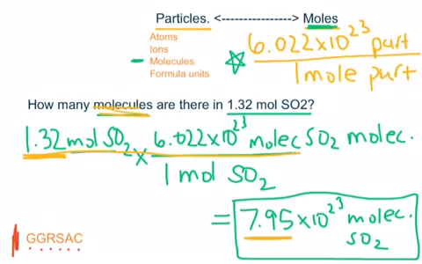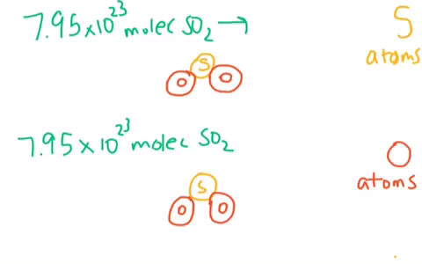Now, one more quick thing that you might be asked to do here is go from the molecules of SO2 to the atoms of sulfur or the atoms of oxygen. So let's go to a clean page and look at that real quick here. So if we look at what we've got here, we've got that number that we found on the previous page that we had, 7.95 times 10 to the 23rd molecules of SO2.